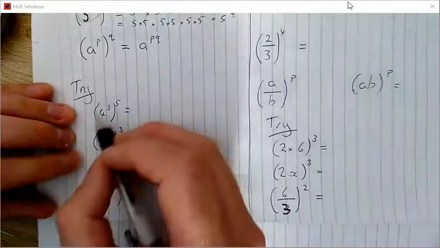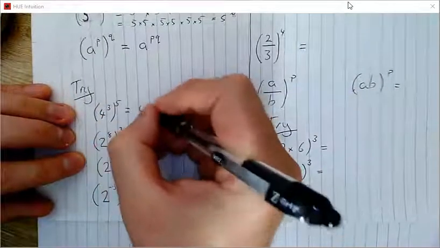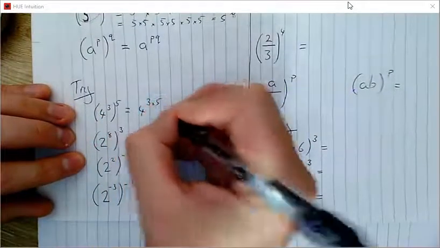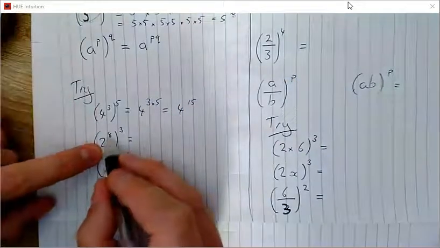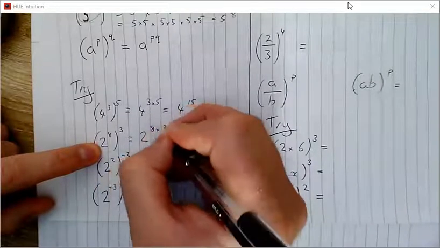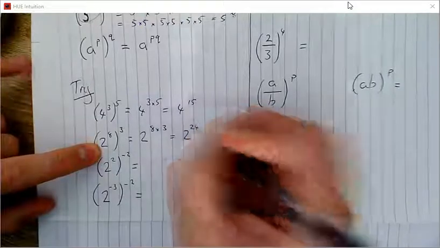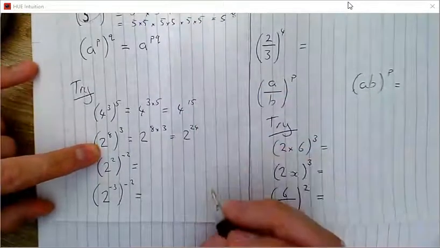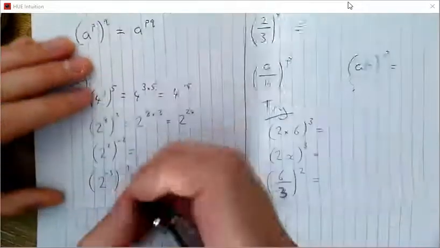Okay, so hopefully you've said 4 to the power of 3 to the power of 5. Well, that's 4 to the power of 3 multiplied by 5, or 4 to the power of 15. 2 to the power of 8 multiplied by 3. Hopefully you've said that's 2 to the power of 8 multiplied by 3, and that's 2 to the power of 24. I'm not going to work these out, by the way. You could go to your calculator if you wanted to, but these are actually both very big numbers.